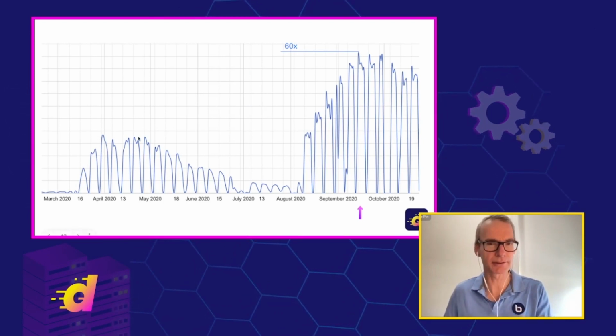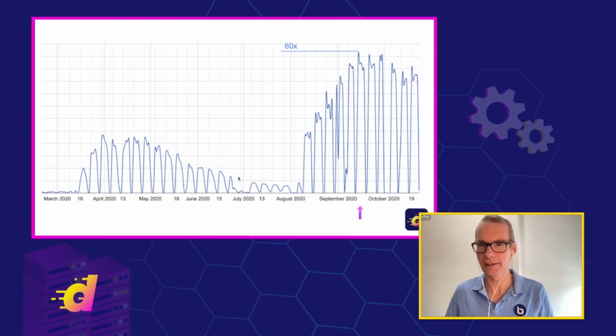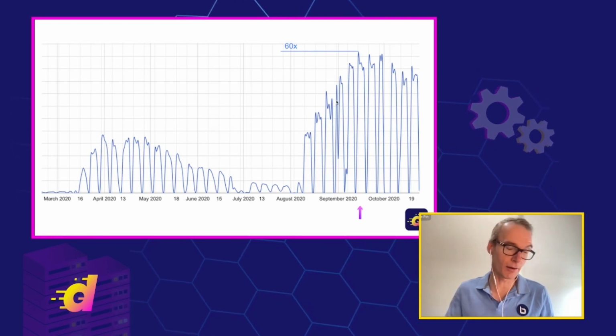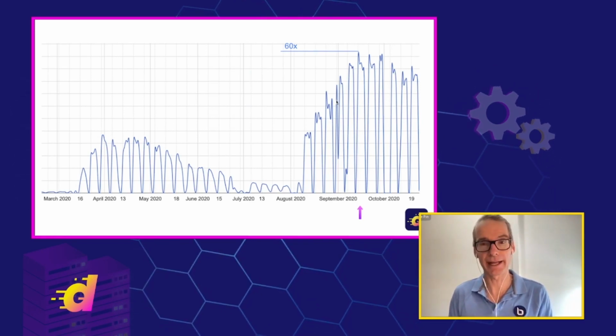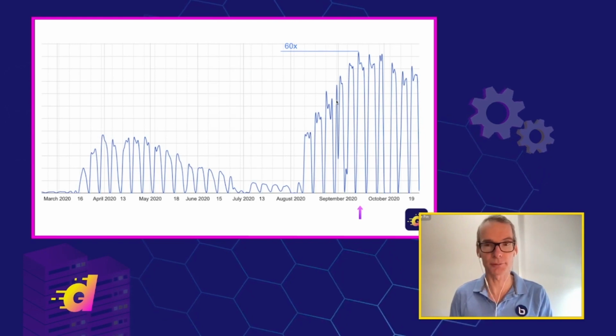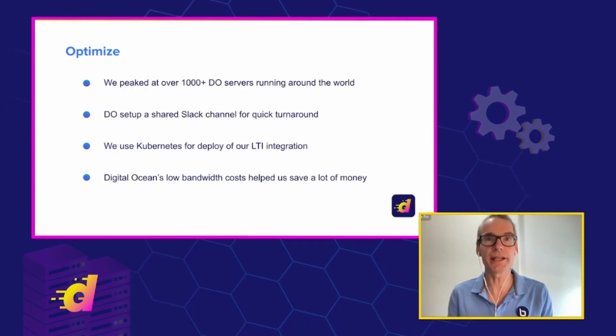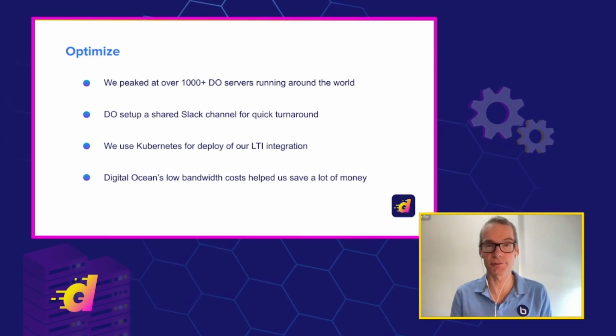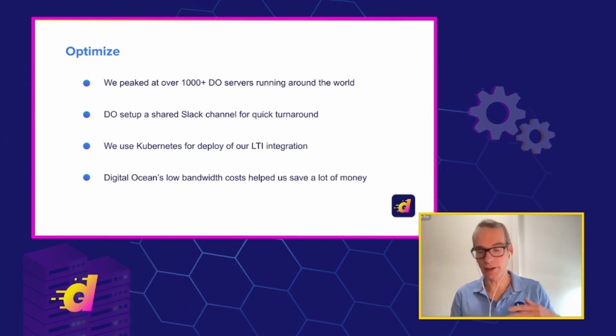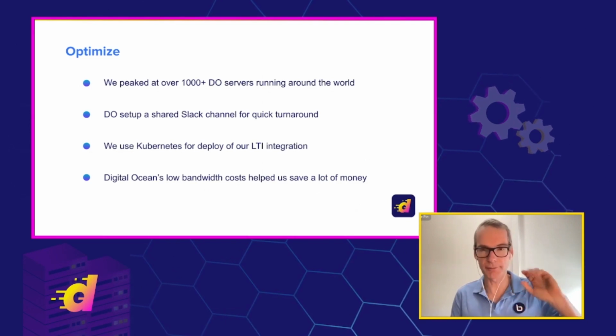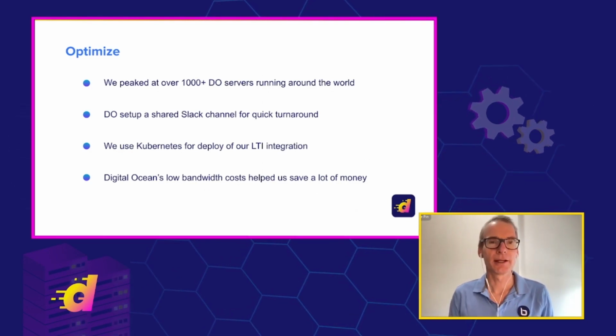Obviously, the winter term was high, summer was low, and then all the schools that we had pretty much went full online, most of them in North America. So in terms of optimization, we peaked at over 1,000 DigitalOcean servers around the world. And we were optimizing it, launching them just in time and shutting them down just in time.